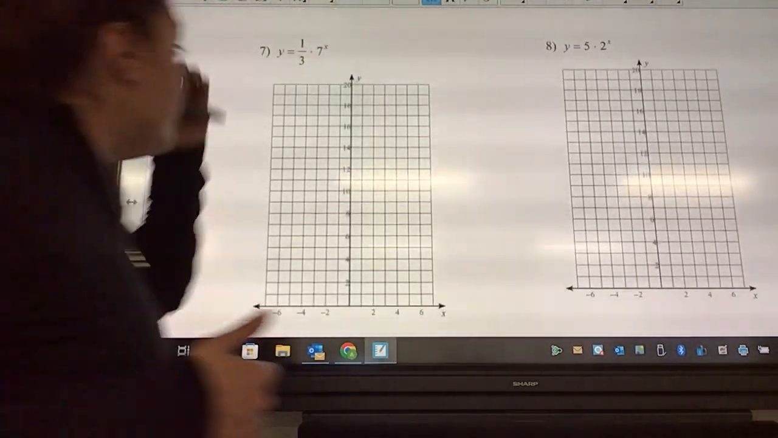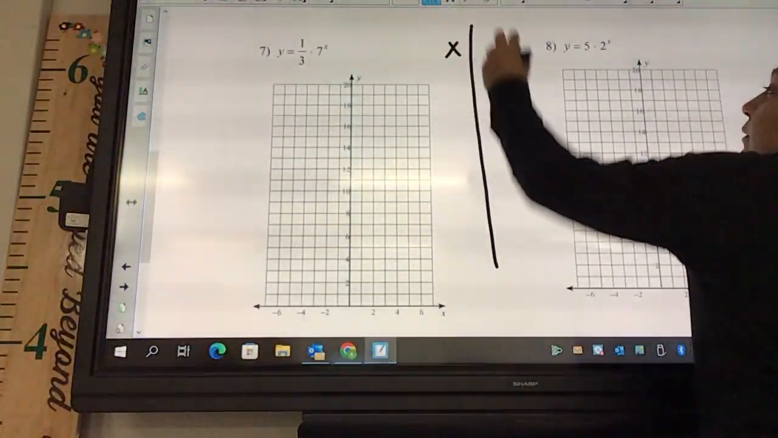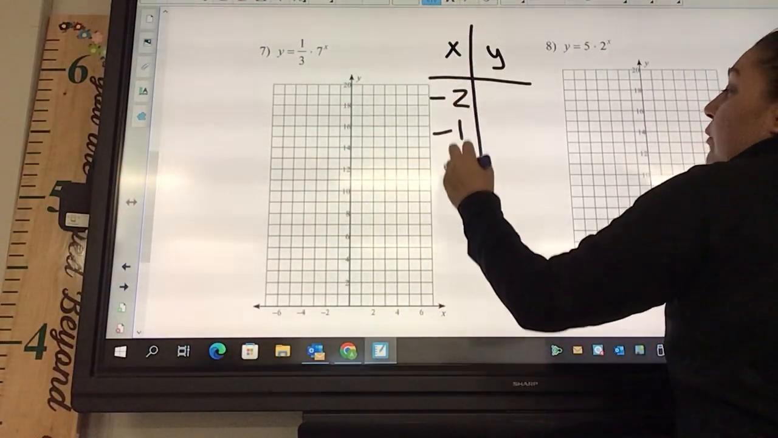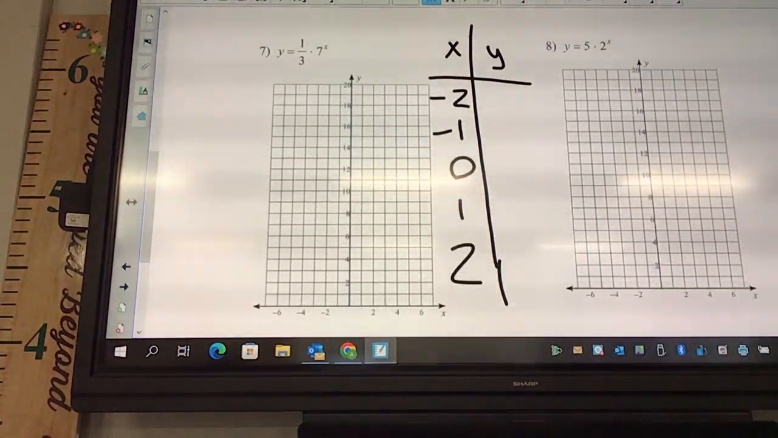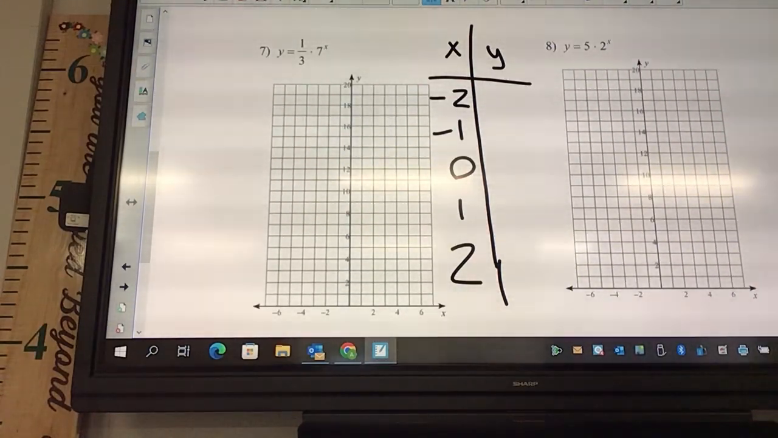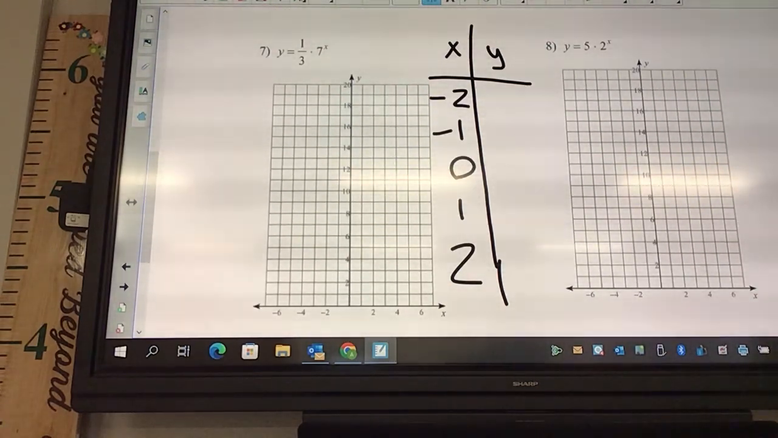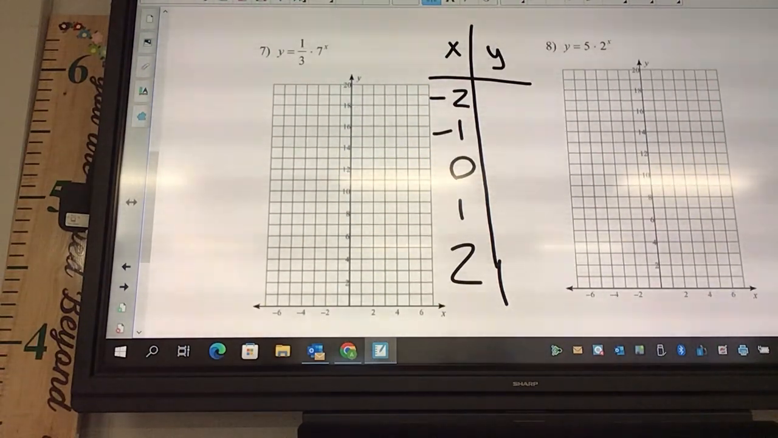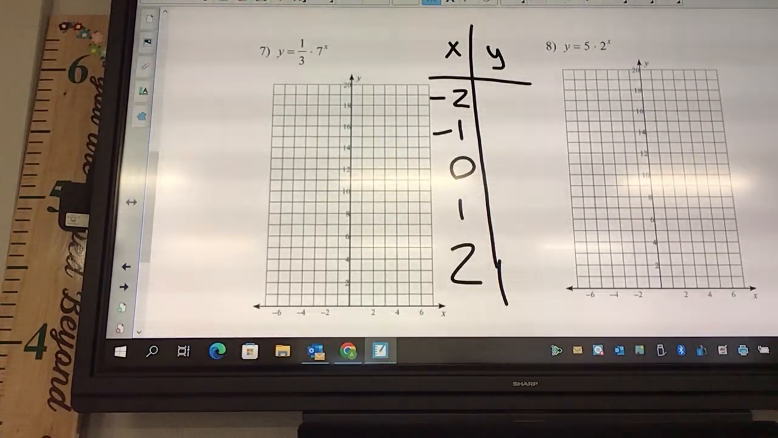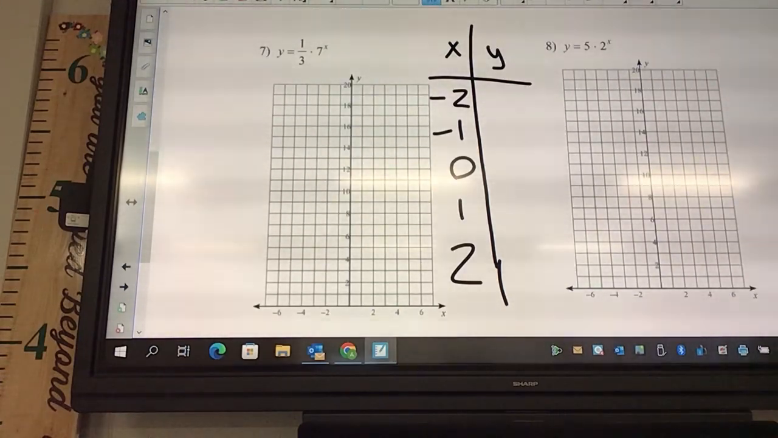Okay, look at 7. We're going to draw our chart: negative 2, negative 1, 0, 1, and 2. Same thing, you're going to hit your fraction button, type in 1/3, hit your over and times 7 to the x power, so to the -2 or whatever. You good?